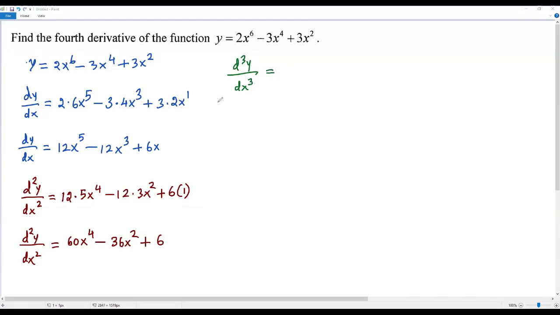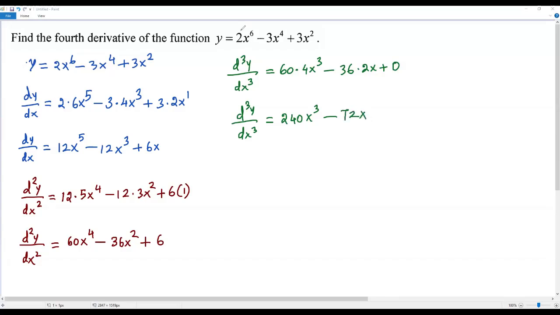Okay, so when I find the derivative of 60 times x to the fourth power, I have to keep the constant 60 as it is. The derivative of x to the fourth power is 4 times x to the third power, negative. I can keep this 36 as it is, and the derivative of x squared will become 2x, positive. The derivative of the constant 6 is 0. So let's do some simplification. d cubed y over dx cubed equals, when I multiply 60 and 4, I'm getting 240x to the third power, negative. When I multiply 36 times 2x, it will become 72x.